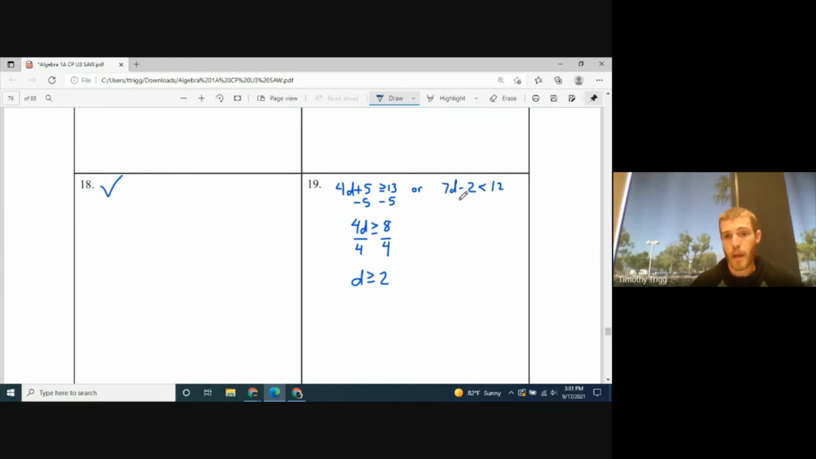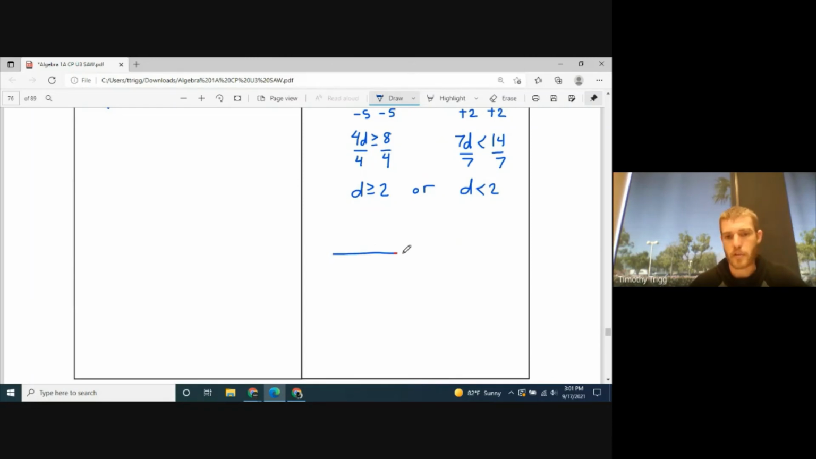Let's do this one now. Adding 2 to both sides, now we have 7d is less than 14. Dividing by 7 gives us that d is less than 2. And again, this is an OR.